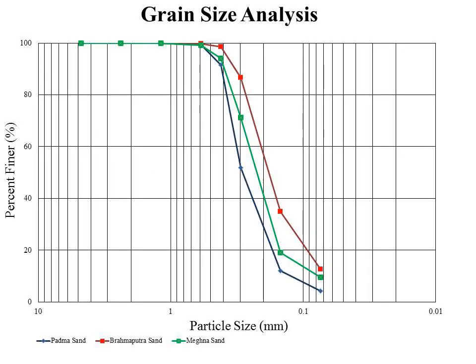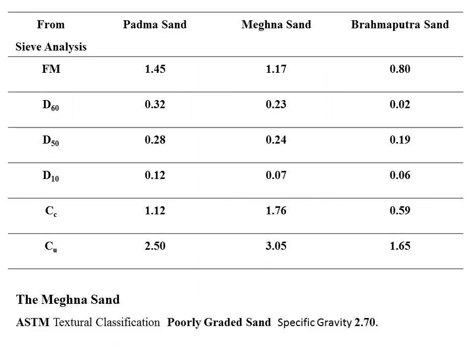Here is the grain size analysis of the three river sands. The blue one is Padma river sand, the red line is Brahmaputra river sand, and the green line is Meghna river sand. The horizontal axis represents particle size and the vertical axis represents percent finer. Now we can see the result of grain size analysis for the three river sands, Padma, Meghna and Brahmaputra.